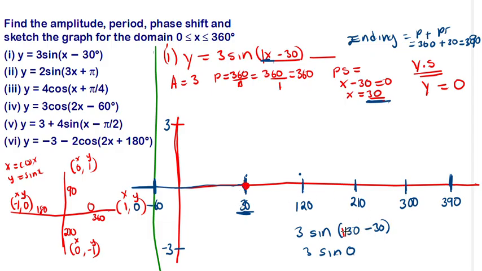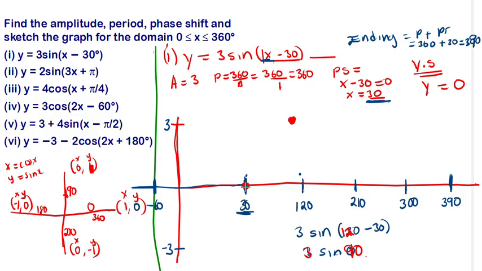And what if I put 120 there? So it will be 120 minus 30. So the answer there, it is what? 90, right? What is sine 90? The answer is 1. You have seen? Sine 90, the answer is giving me 1. So meaning that 1 times 3, the answer will give you 3.